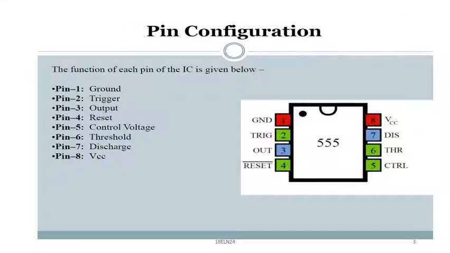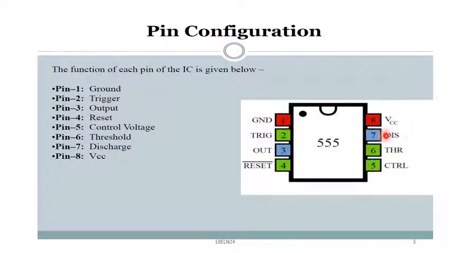This is the pin configuration of the IC 555 timer. Pin number 1 is ground. Pin number 2 is trigger. Generally, to give the input signal, you use this. A trigger input will be given to pin number 2. Pin number 3 is output. Pin number 4 is reset. Pin number 8 is VCC. The supply voltage will be given, ranging from plus 5 volt to plus 18 volt.